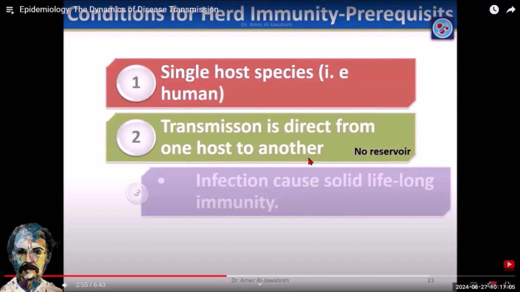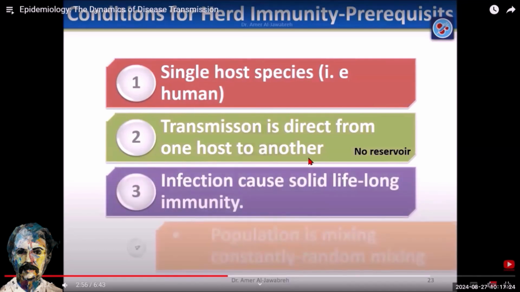So there is no reservoir. There are diseases that you need animals for. Like echinococcus, you need an animal in the middle, 2 animals. Taenia, you need an animal. Leishmania, you need an animal as a reservoir. But some diseases you don't need. It's purely human.